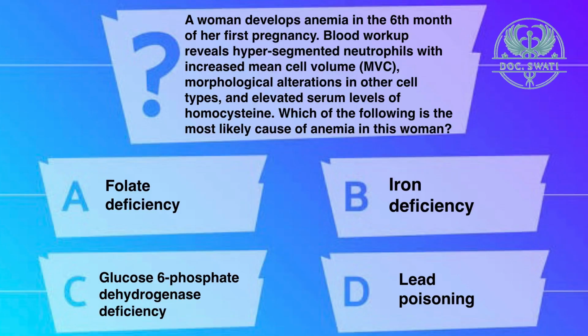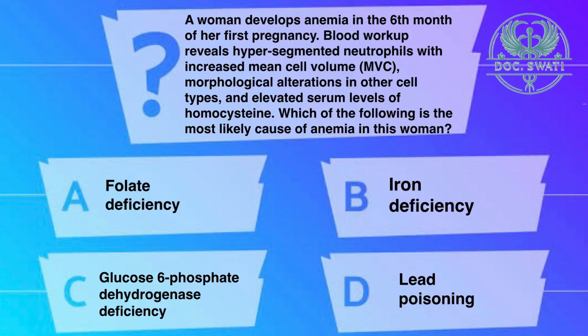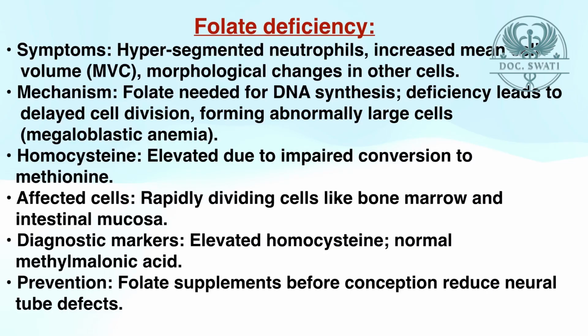Option A, folate deficiency. Option B, iron deficiency. Option C, glucose 6-phosphate dehydrogenase deficiency and option D, lead poisoning. So which option do you think is the correct one? Well, yes, option A, folate deficiency is the correct answer. Let's talk about folate deficiency.